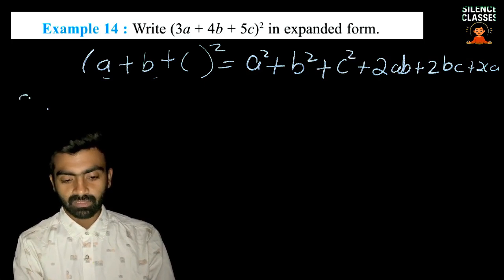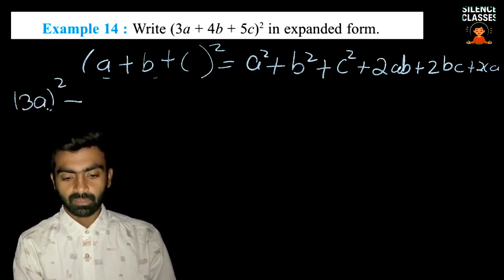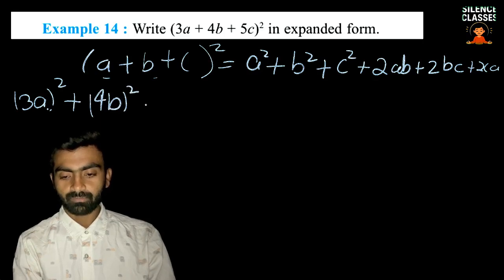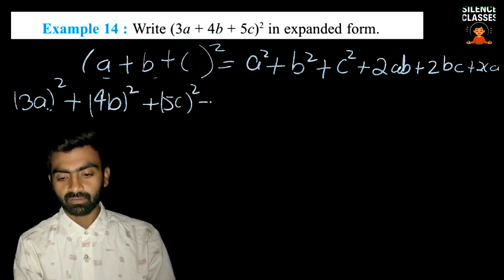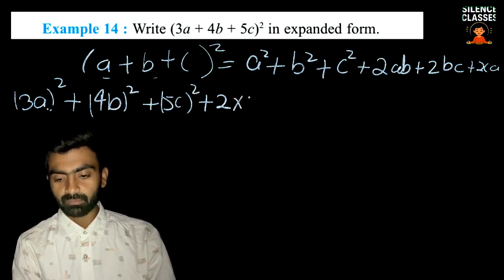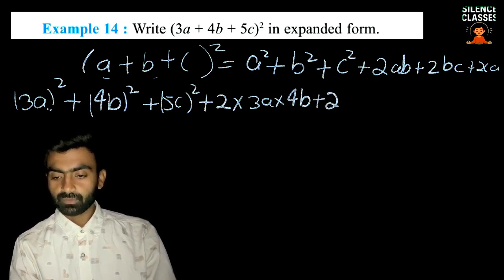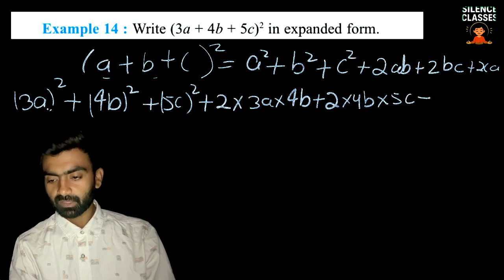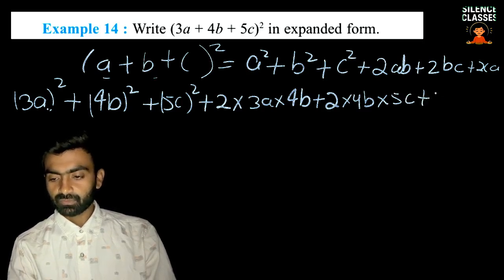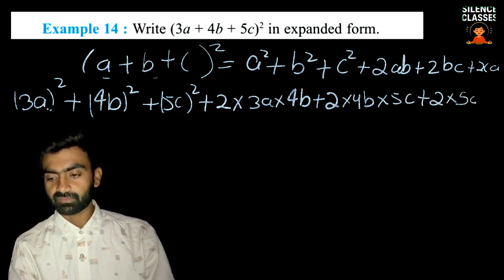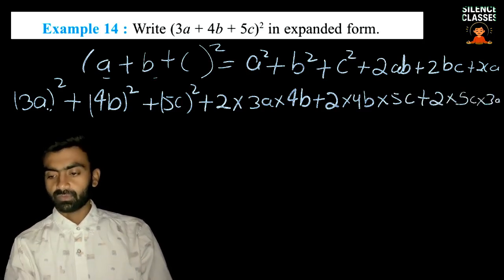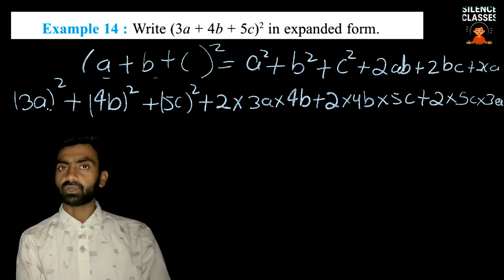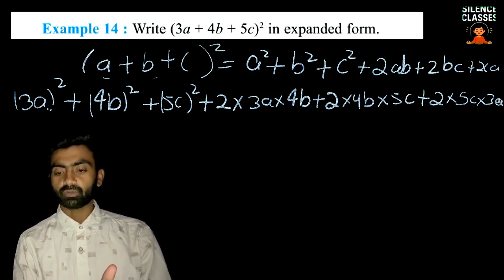Means (3a) square plus (4b) square plus (5c) square plus 2 multiplied by 3a multiplied by 4b plus 2 multiplied by 4b multiplied by 5c plus 2 multiplied by 5c multiplied by 3a. We can write in this particular manner, then we will solve this equation and write it down.